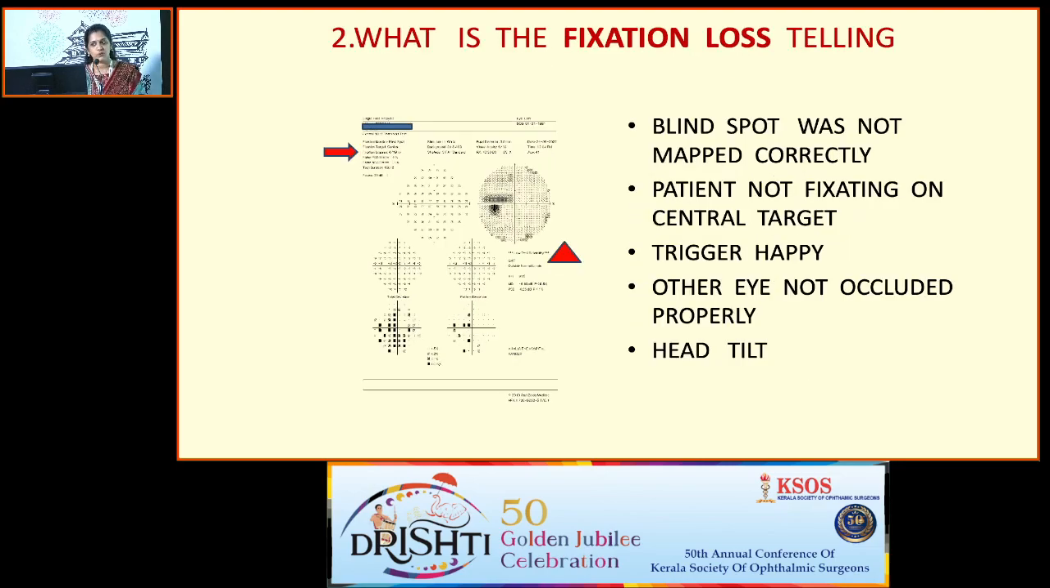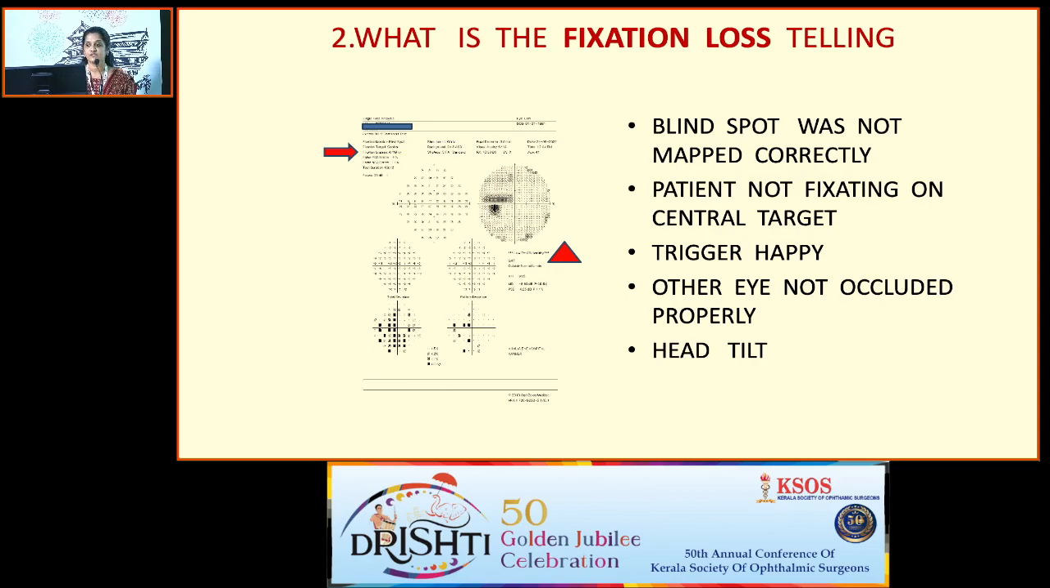So this is a visual field showing a fixation loss. The machine itself tells us. You can see the arrow there where the machine itself has flagged it as fixation loss. You can see 2 cross signs there, and the triangle there shows low test reliability. So the machine has made it easier for you.